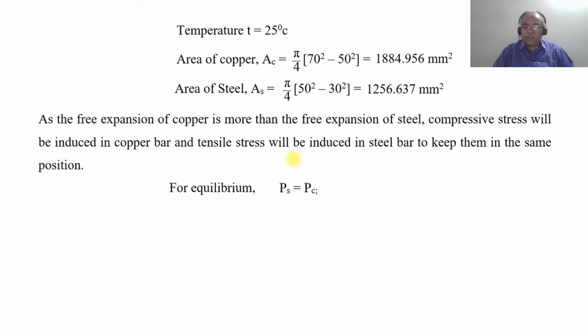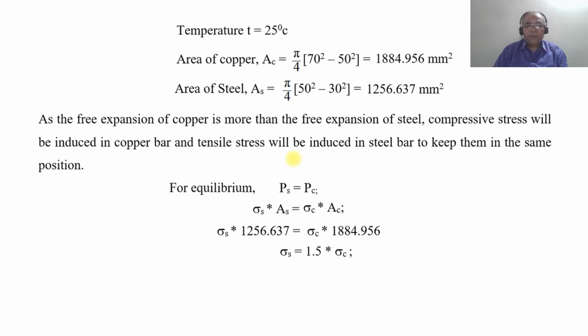What is PS? PS is nothing but the load on the steel. So naturally PS will be equal to sigma S into AS, that will be equal to sigma C into AC. Then you have the area of copper and area of steel. Substitute the values of AS and AC, which is sigma S into 1256.637, that will be equal to sigma C into 1884.956. On simplification, sigma S will be 1.5 times sigma C. So you are going to get this.